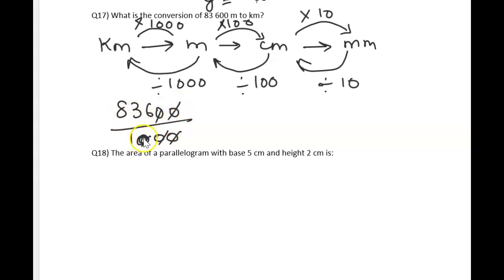So 836 divided by 10 will be 83.6 of the kilometer. Okay. So please practice simple conversions like these. Okay. There are lots of questions in the textbook about this.